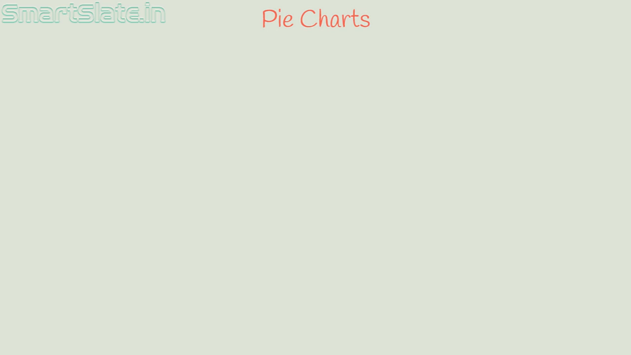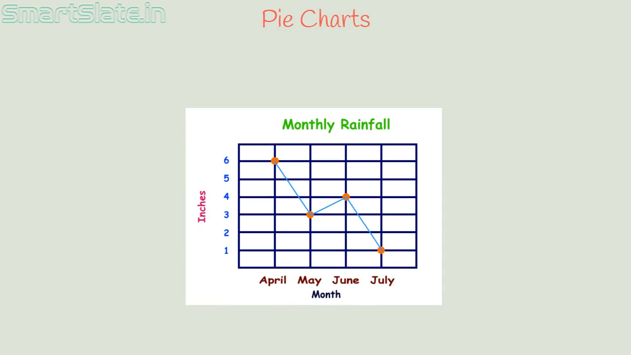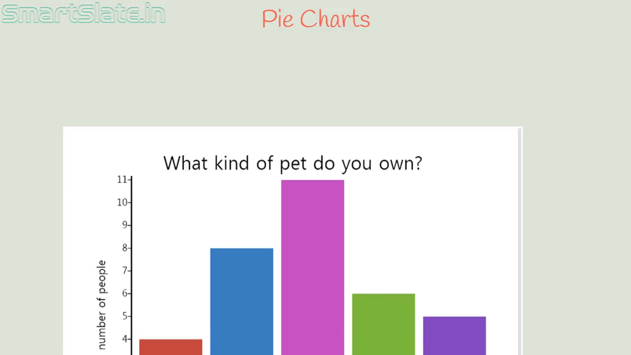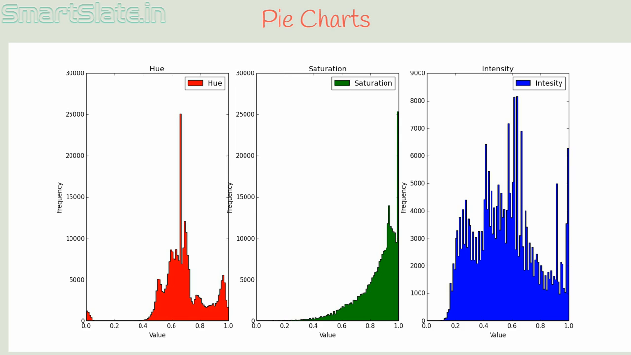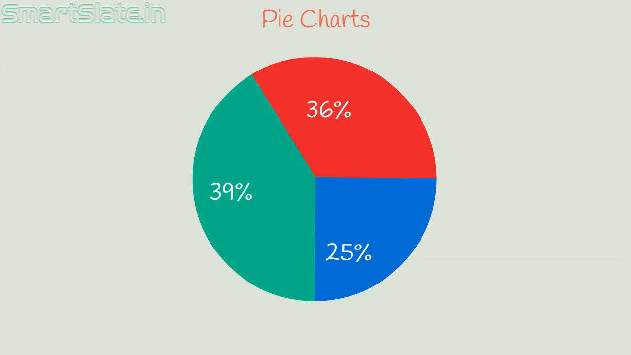I hope you are familiar with different kinds of graphs. Graphs are basically used to represent the data pictorially. There is a line graph, bar graph and histogram. The one we are going to study in this video is called pie chart.